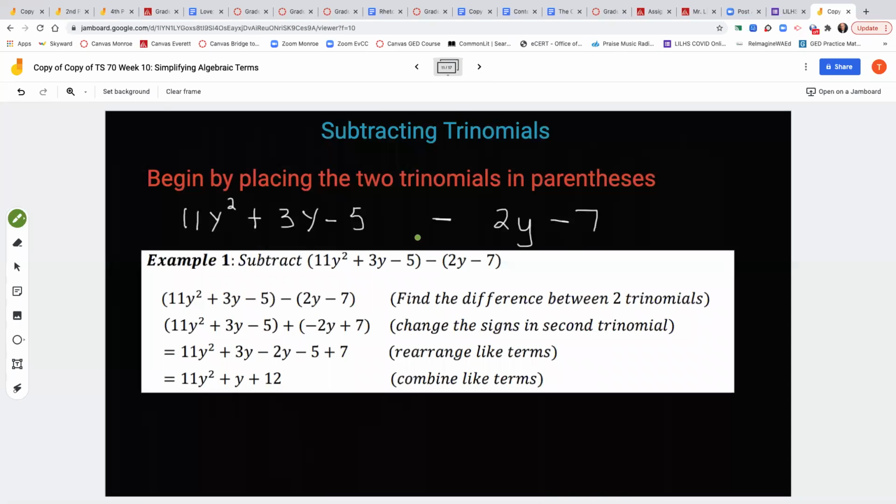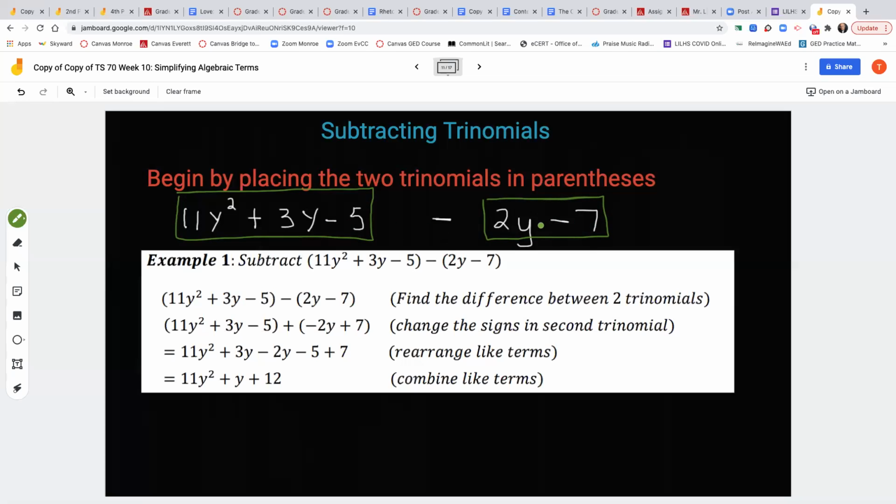All right, now on this one here, we're doing the same thing, but there's just a little trick to it, I guess is probably the best word I could use. Begin by replacing the two trinomials in parentheses. Here's one polynomial, and I'm subtracting this other polynomial from it. So it's this thing minus this other thing, all right?